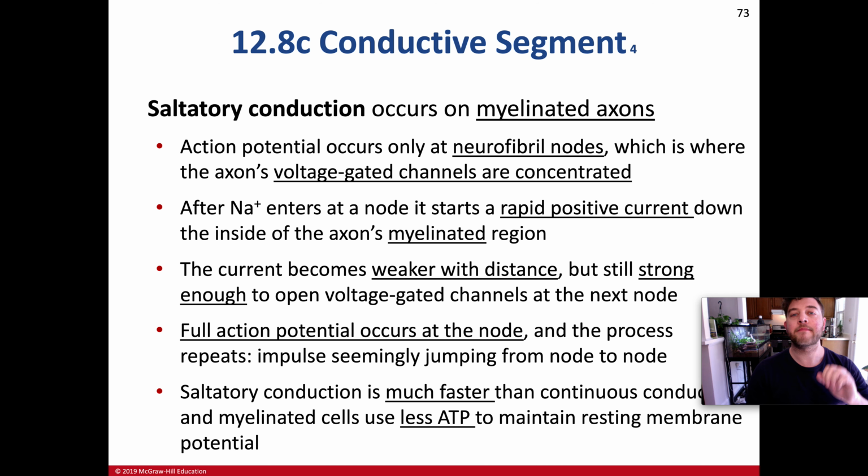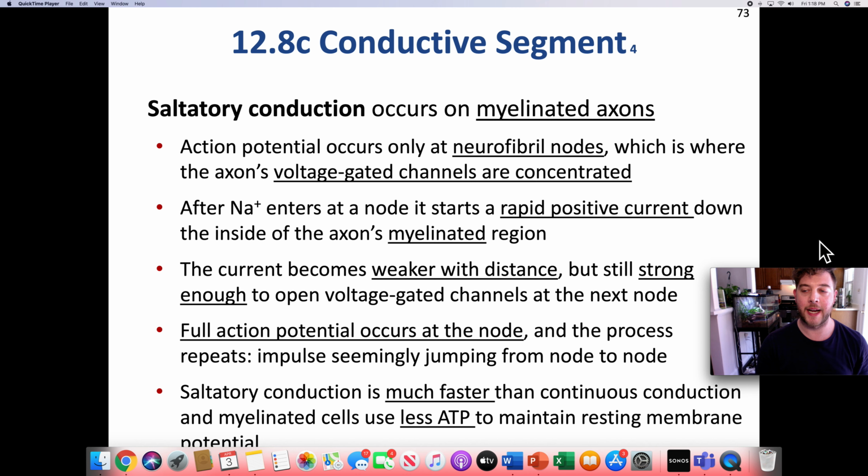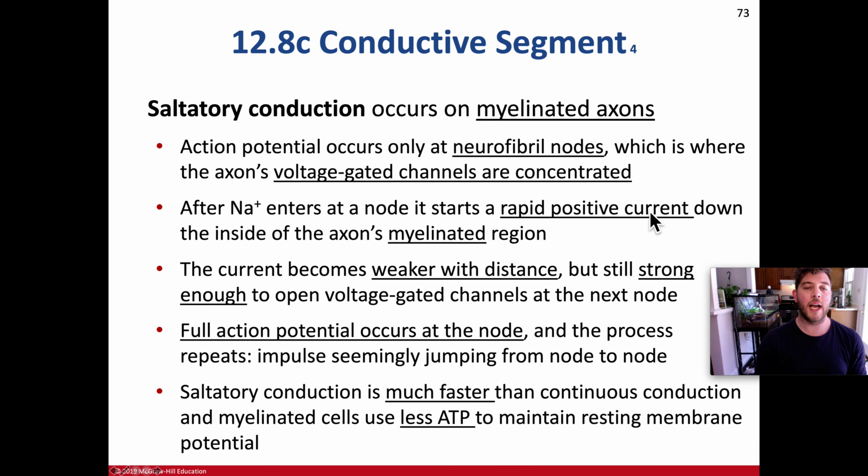Saltatory conduction is going to occur on myelinated axons, that's axons that have the myelin sheath. The action potential occurs at neurofibril nodes, those nodes of Ranvier, the little spaces in between the myelin sheaths, which is where the axon's voltage-gated channels are concentrated. So in a myelinated axon, the places that have the myelin sheath, you're not going to have as high a concentration of sodium-potassium channels as you will within the neurofibril nodes, those segments between.